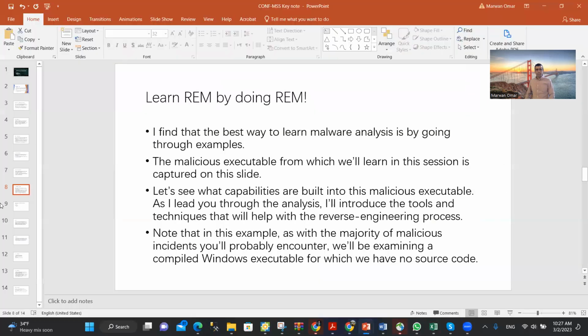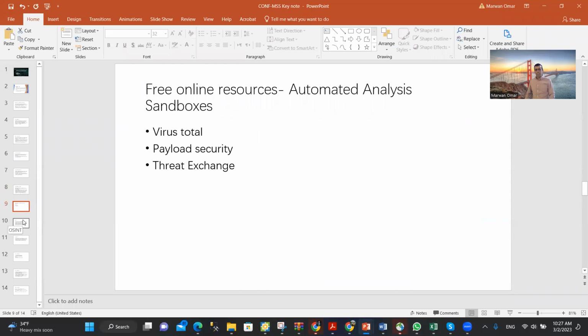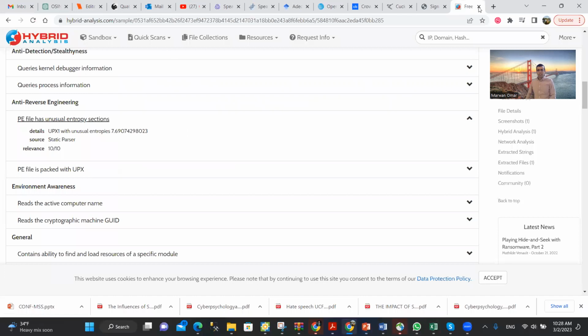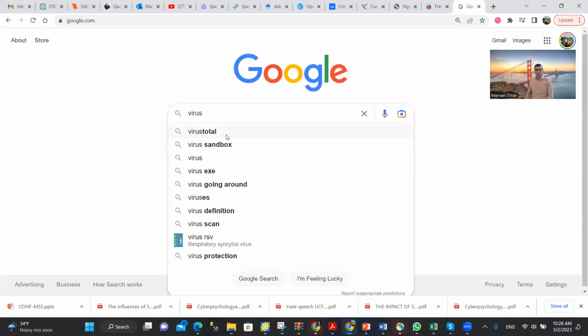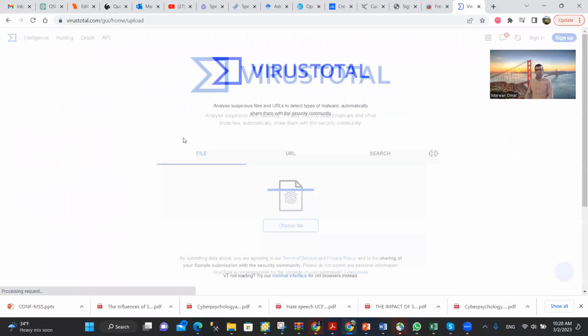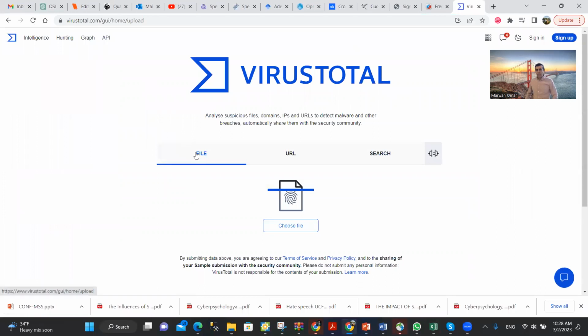Going back to our presentation here, these are some other tools like VirusTotal, Payload Security, Threat Exchange. If we click on VirusTotal here, it's just another tool. So here, if we have any file, whether it's executable or not executable, we can drag and drop here. If it's a URL, we can even scan it to see if it's malicious in nature. So this is a very helpful online tool. This is free to use to see if there's any suspicious malware.